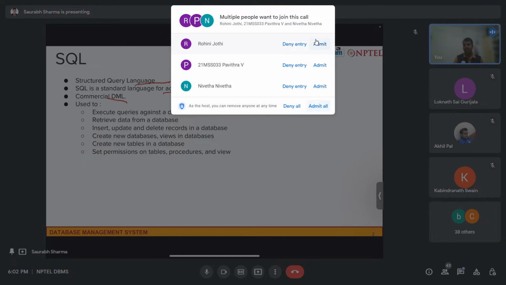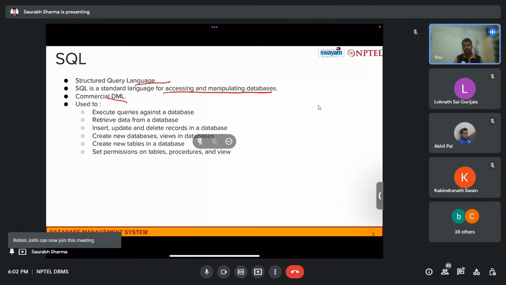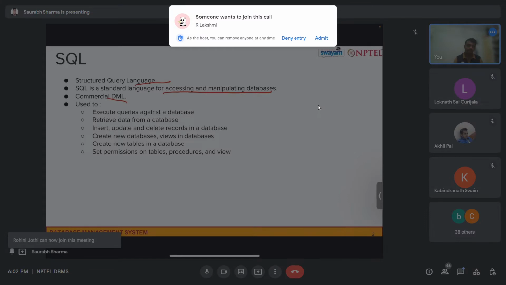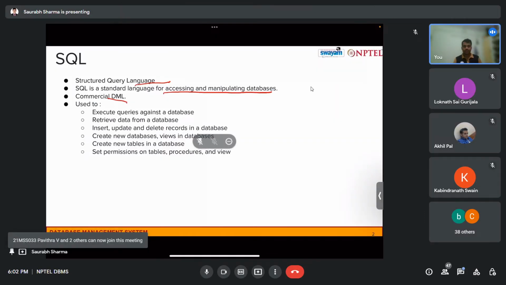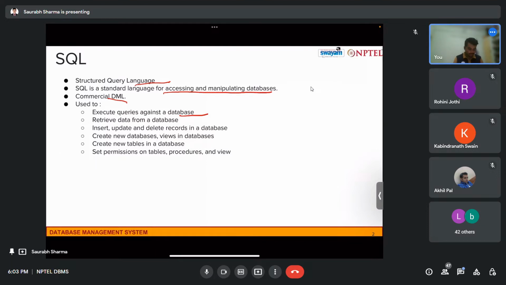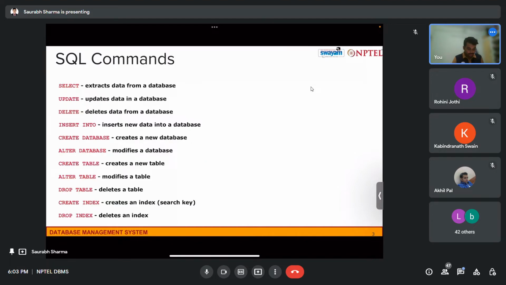Using SQL, we basically want to perform CRUD operations, meaning creating, reading, updating, and deleting the documents or databases, you can say. So we execute queries against a database. We actually want to retrieve some data from database, or we want to insert, update, or delete records. And also we can create new databases, new tables and views, and also we can set permission or authorization accesses based upon the users.